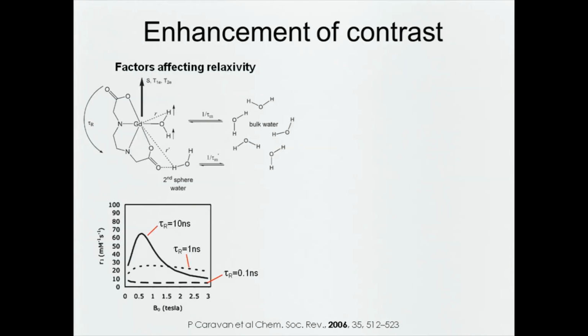And the last thing is about enhancement of contrast. There are several factors that affect the contrast produced, say, by gadolinium chelate. The factor I'm thinking about right now is the rotational correlation time. And this is data that show as the correlation time lengthens, so as the rotation slows, that affects the relaxivity, so the MR contrast produced by gadolinium chelate.